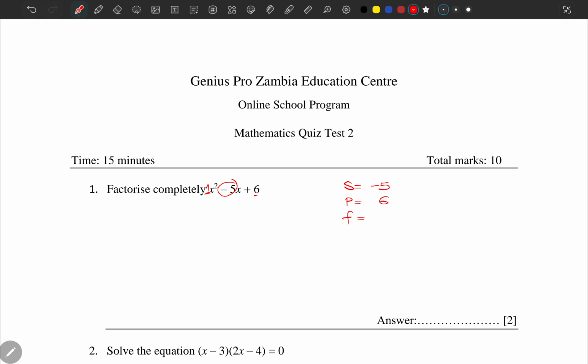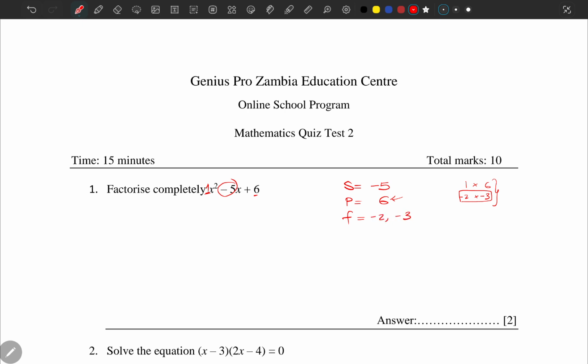Now, how do you get these numbers? Here's the thing. Those numbers are gotten from the product. Ask yourself, what numbers can I multiply to give me 6? 1 and 6 will give you 6 when you multiply. 2 multiplied by 3 will give you 6. What else? What about something to do with negatives? Even when I use negative 2 and negative 3, it is still going to give me 6. But take note that when I add these two numbers, am I getting -5? That should be the question. Yes, I am. So this becomes your factors.